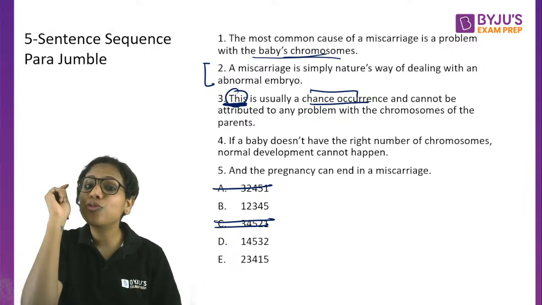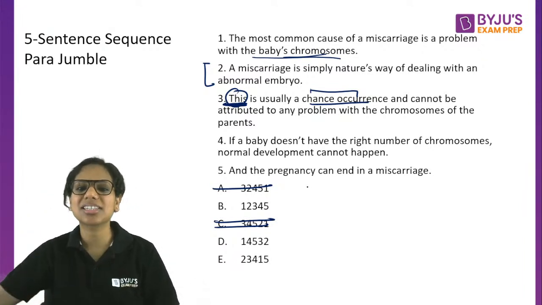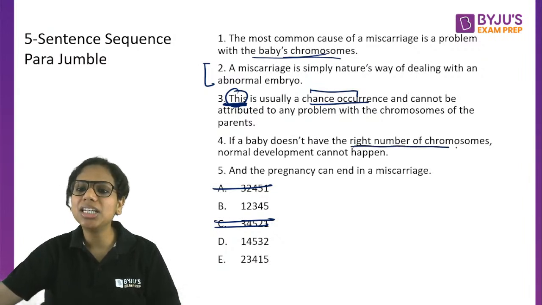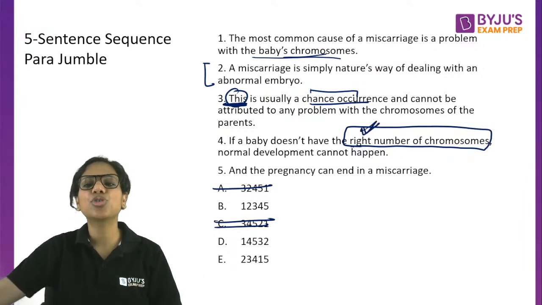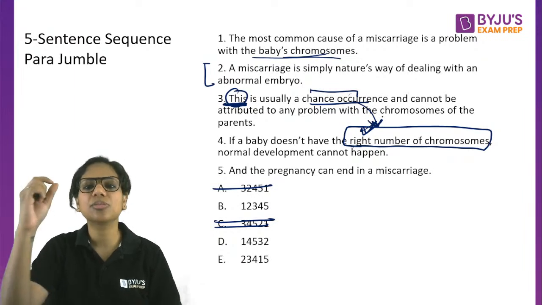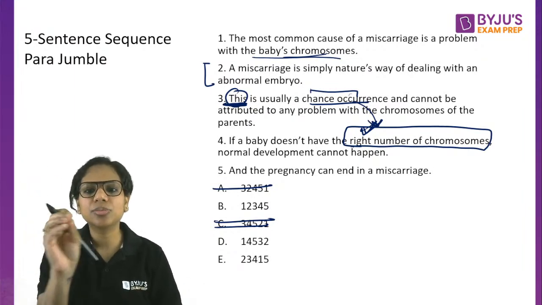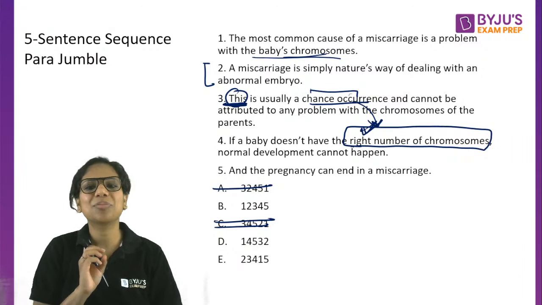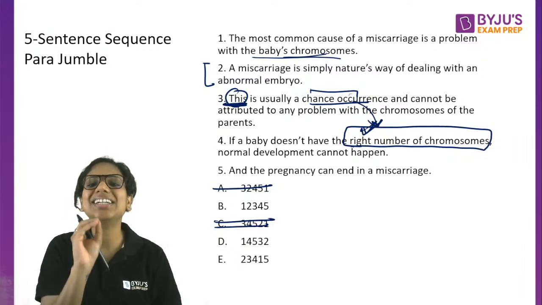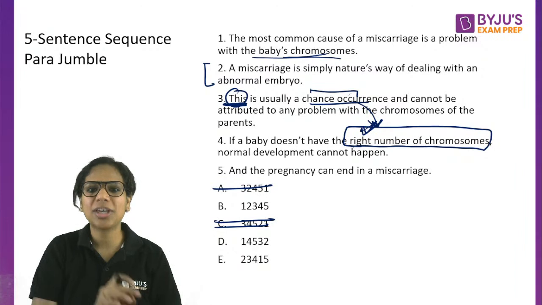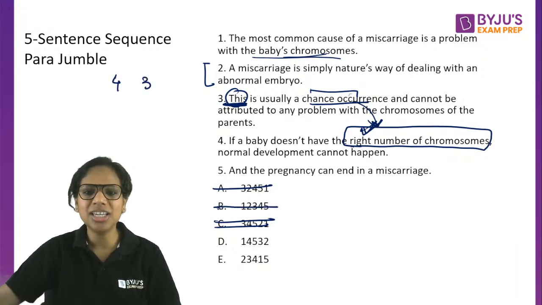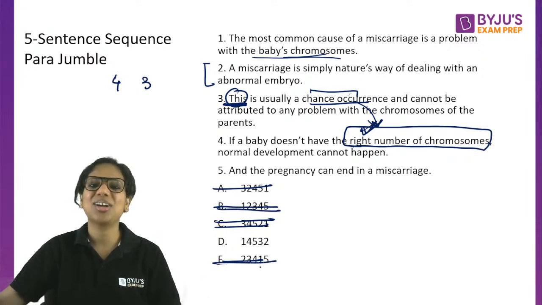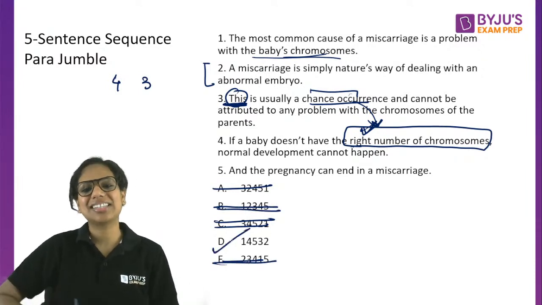But it is 4 that gives me that precise chance occurrence. If a baby does not have the right number of chromosomes, normal development cannot happen. Right? So not having the right number of chromosomes is a chance occurrence. ये बहुत probability की बात है that the baby, the embryo does not have the right number of chromosomes. So 4 exactly tells me what is the chance occurrence. Okay. So 4 should come before 3. 4 should definitely come before 3 and this is eliminated. Okay. D is our answer here.